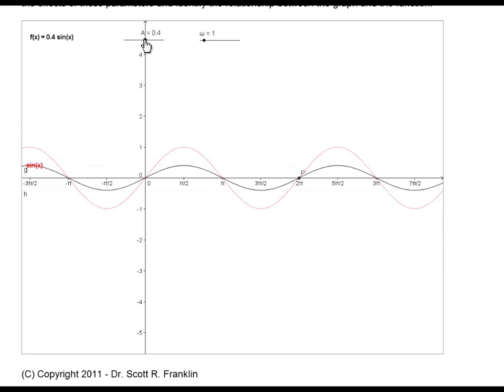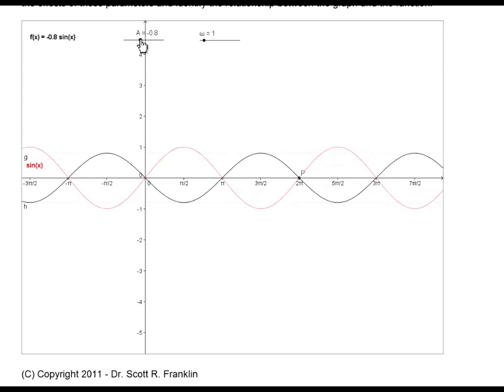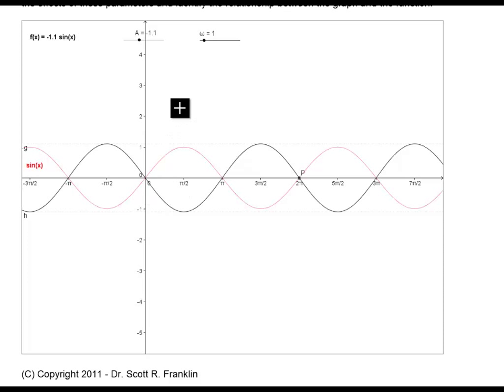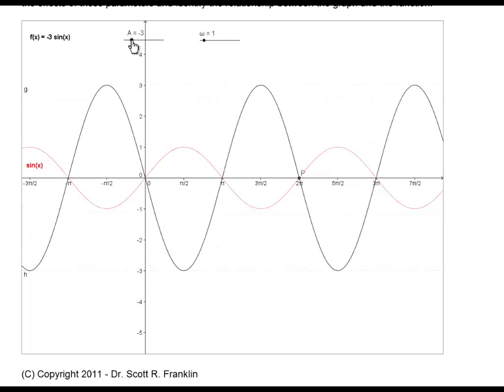If I go negative, for example, if I go to negative 1, it's hard to get right on there. It's going to go from negative 1 to positive 1, only it goes in the opposite direction of the original sine wave. And if I, of course, go down to negative 2, negative 3, it goes down first instead of up, and the lowest point's negative 3 and the highest point's 3.